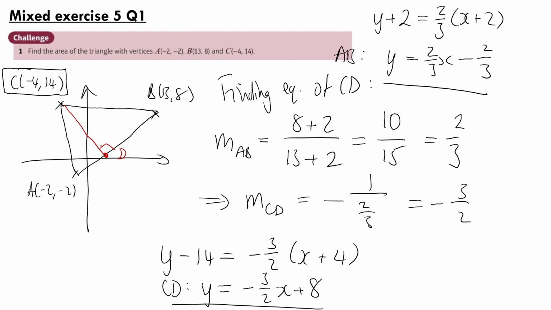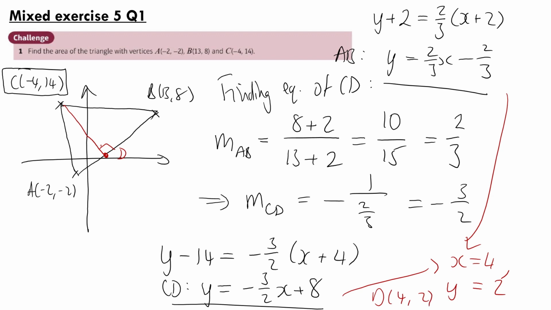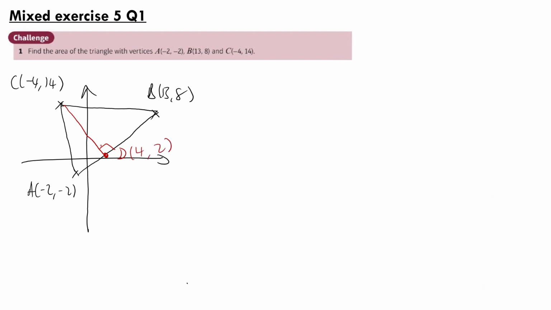Putting that straight into our calculator's simultaneous equation solver, we should get that x equals 4. Let's write those in. x equals 4 and y equals 2. And so our point D is (4, 2). Okay, so I've now written the point D (4, 2) on our diagram.